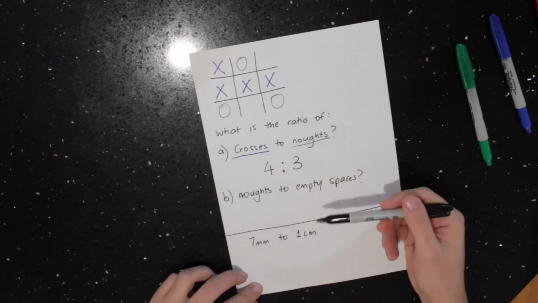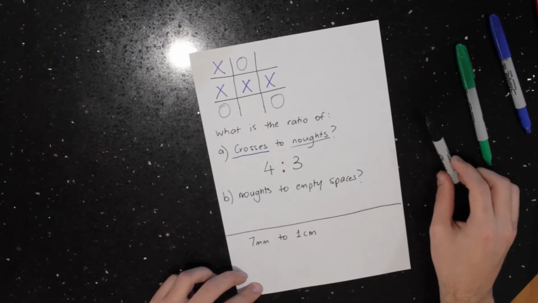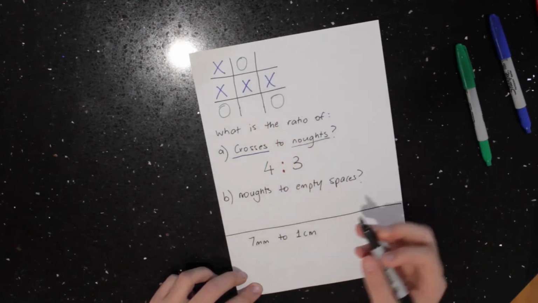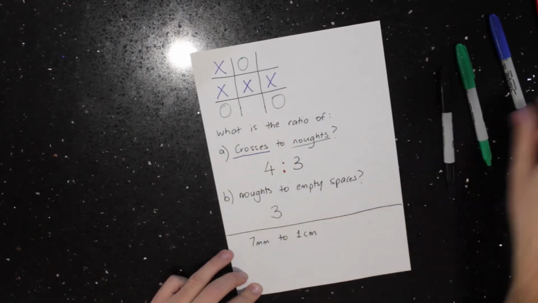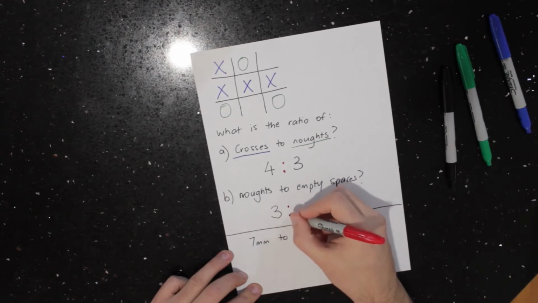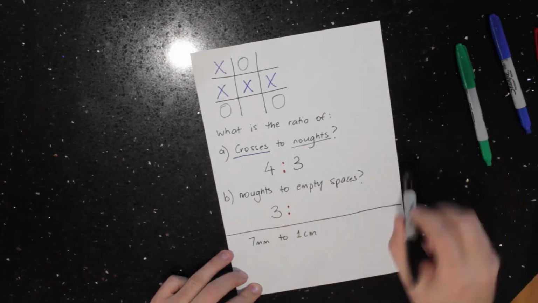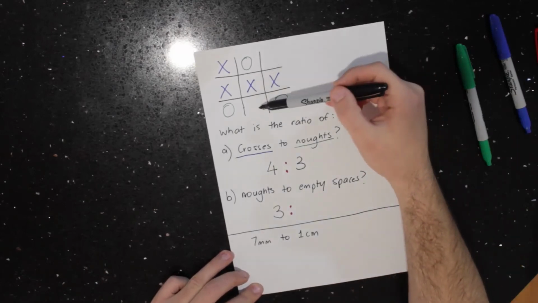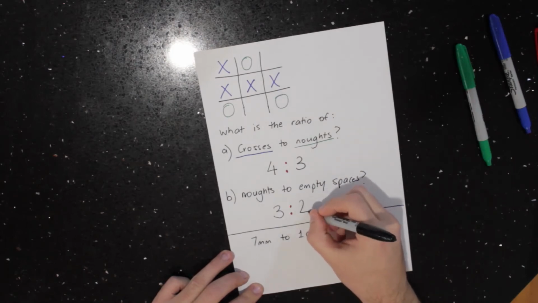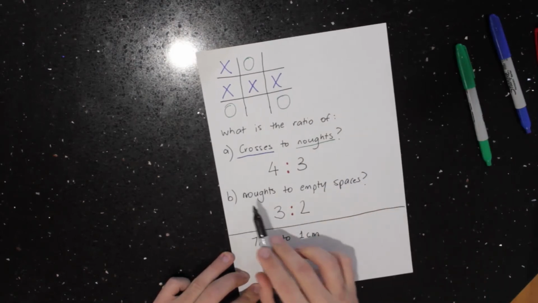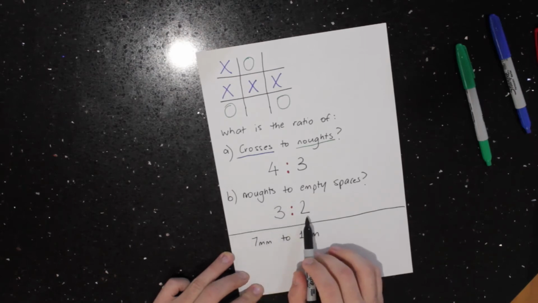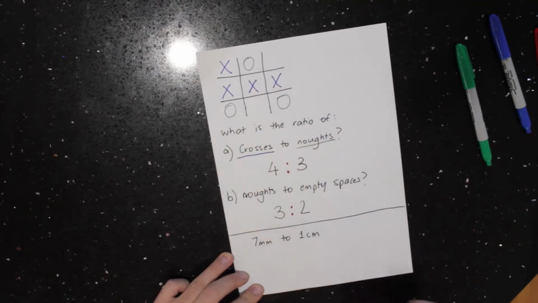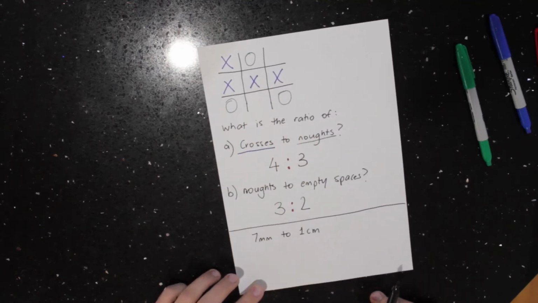Yeah? Let's have a look down here at noughts to empty spaces. Well, what's our first thing we're counting? We're counting noughts. So we've got 1, 2, and 3 noughts. Alright, now let's show that it's a ratio. The 2 little dots to empty spaces. Okay, well, let's count our empty spaces. We have 1 and 2. So our ratio there is 3 noughts and 2 empty spaces, or for every 3 noughts we have up in here, there are 2 empty spaces.